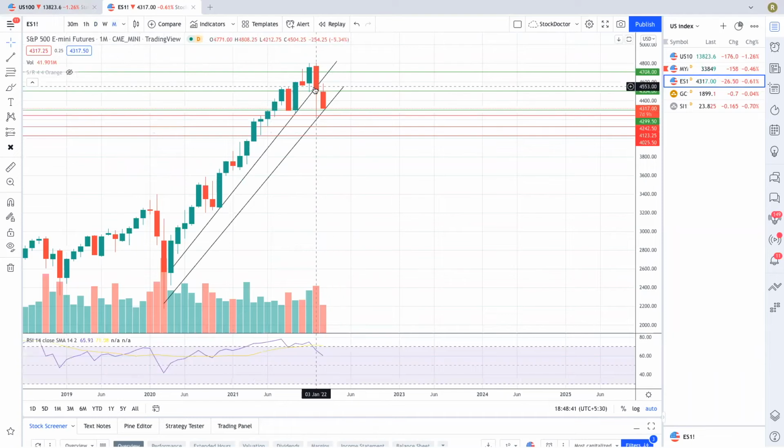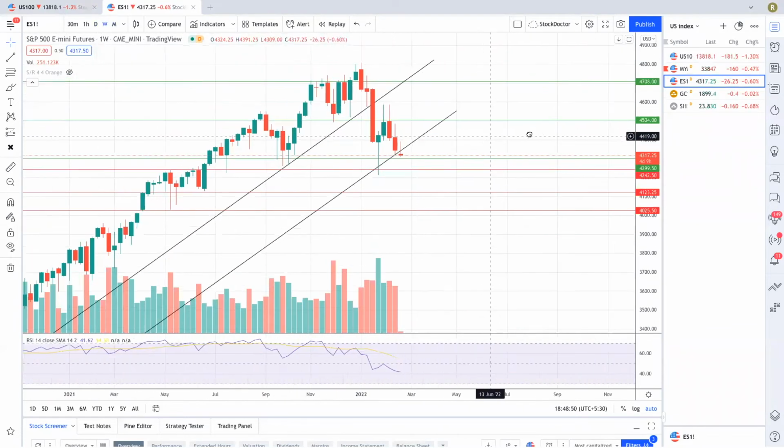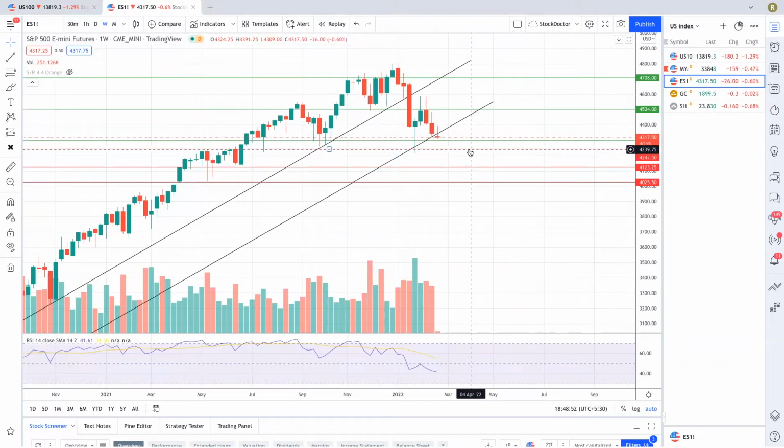For S&P 500, you can see the monthly candle, a big red monthly candle. The previous month was also a red candle. Then on the weekly time frame, you can see support is near this area, 43,000 to 42,040, which is a 60-point support area.